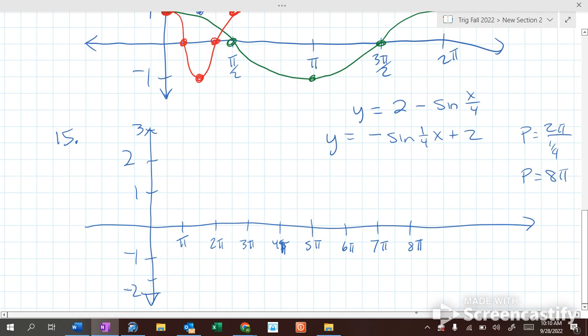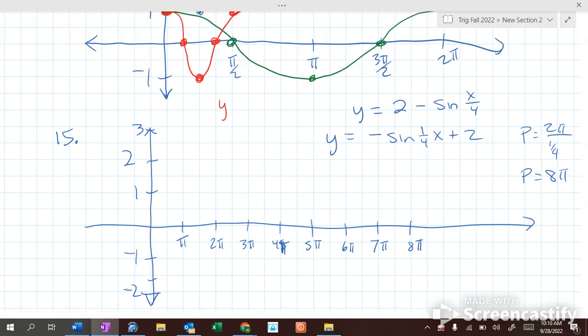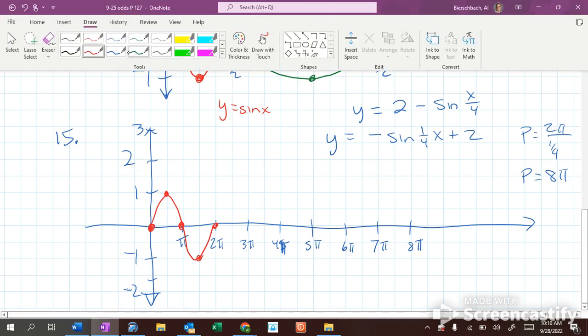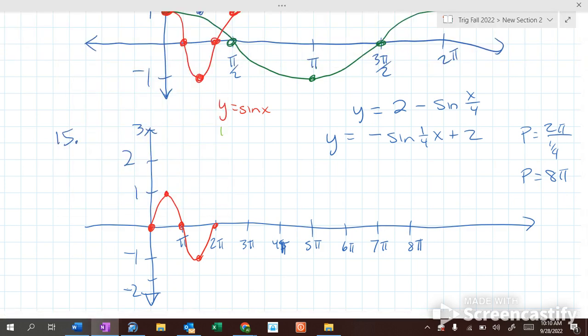So, first I'm going to graph y equals sine of x. So sine of x starts at 0, goes to 1, goes to 0, goes to -1, goes to 0. Then it's going to be negative sine of x. So I'm going to go y equals negative sine of x. So it's going to be 0, -1, 0, 1, 0.